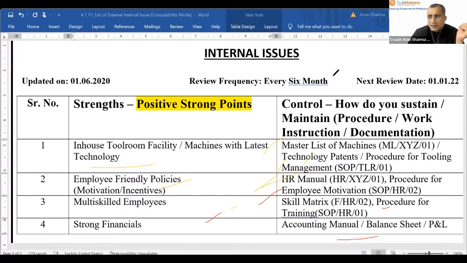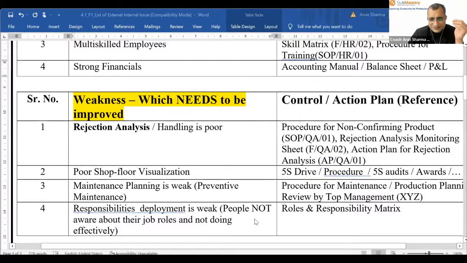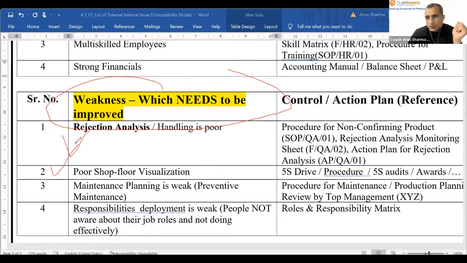Now, which is more important? Obviously, weak area, which needs to be improved. That's you identify the rejection handling is poor. Shop floor visualization is not good. Maintenance planning is weak. Responsible deployment is not good.